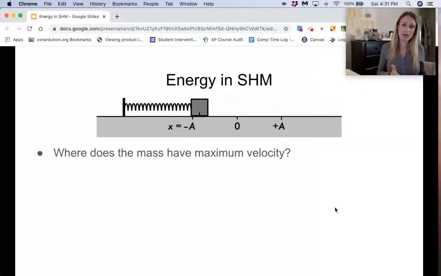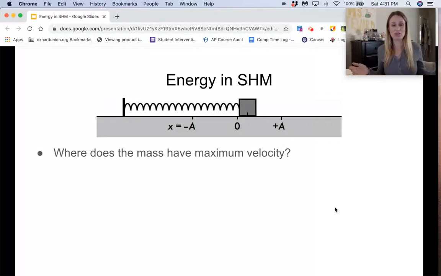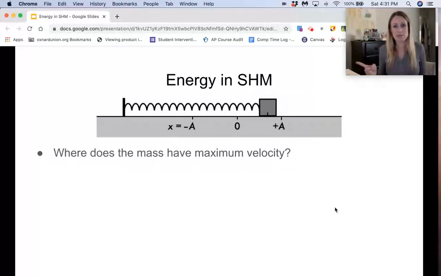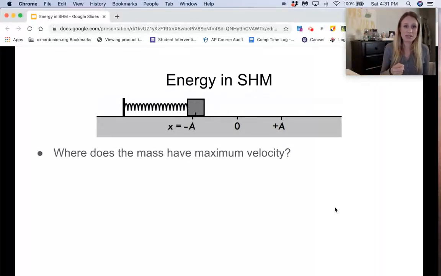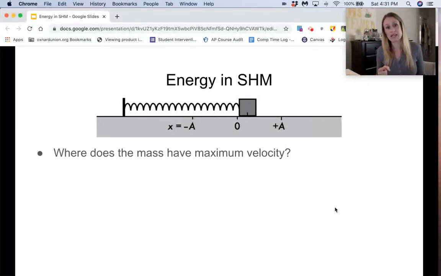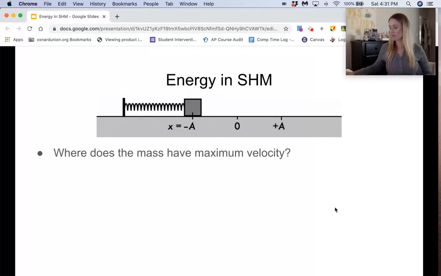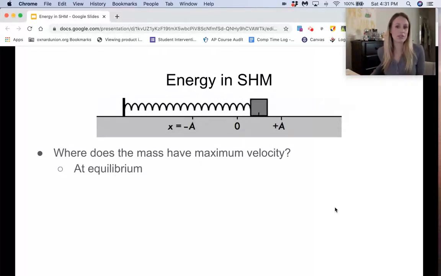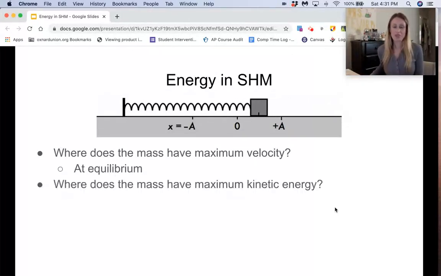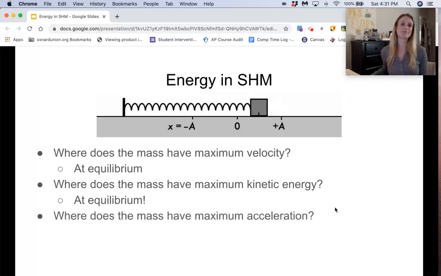As we go away, we slow down, and then at the amplitudes we're 0. So you can see the block speeds up, slows down, 0, speeds up, slows down, 0. All right, so at the very center, that equilibrium position, we have a maximum velocity. So therefore, where does the mass have maximum kinetic energy? Again, that will be at the equilibrium position.